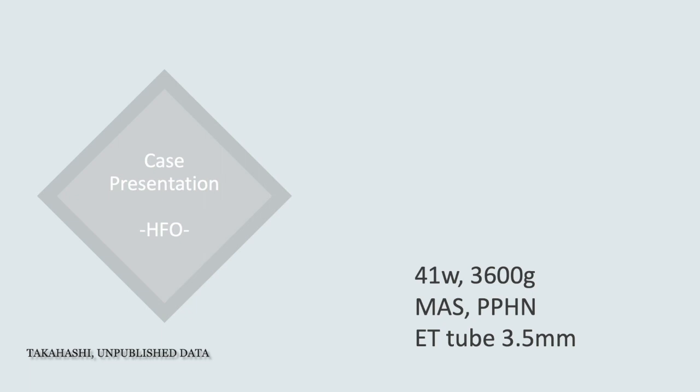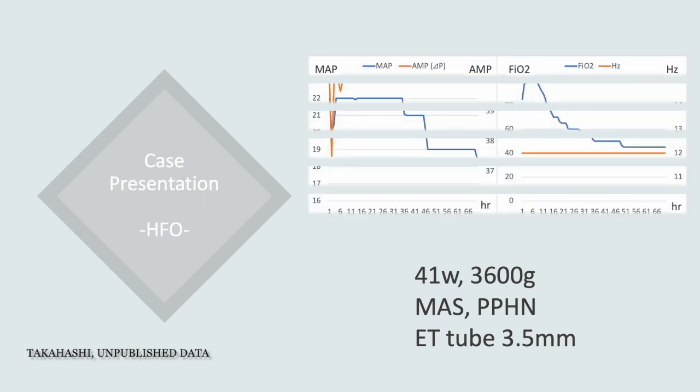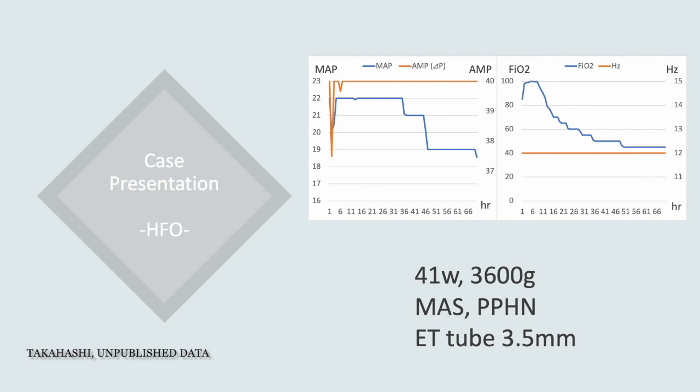patient ventilated with HFO. First, let me present a case of a patient born at 41 weeks of gestation, weighing 3,600 grams, who was placed on ventilator management for meconium aspiration syndrome and persistent pulmonary hypertension of the newborn. A 3.5 millimeter endotracheal tube was used for this patient. This patient's condition was severe and required a MAP of 23 for HFO management. Oxygen was also used at 100%, combined with nitric oxide inhalation therapy, and his condition gradually improved.